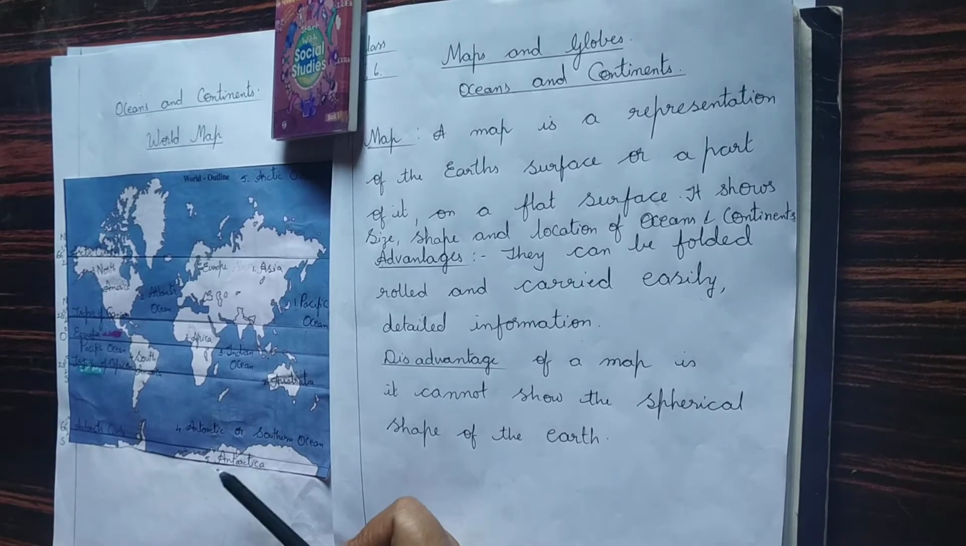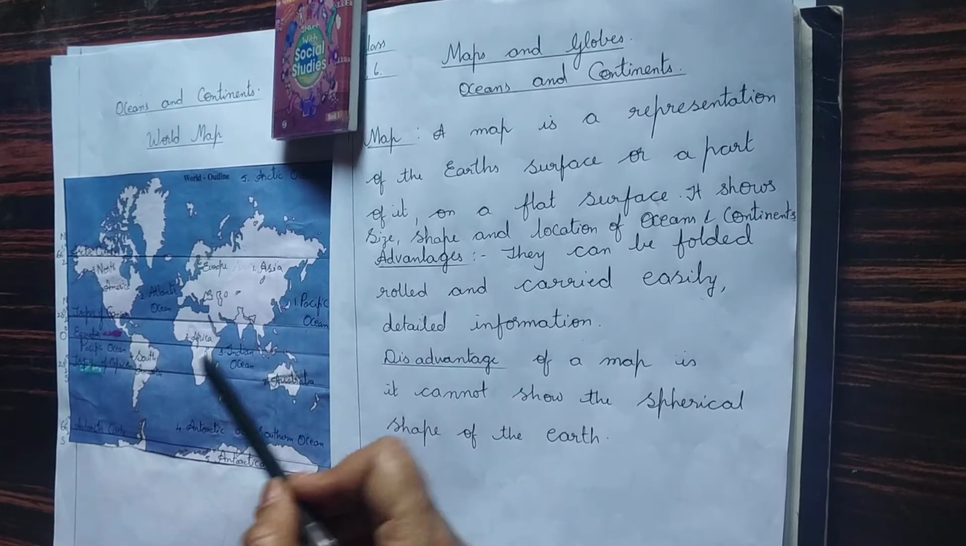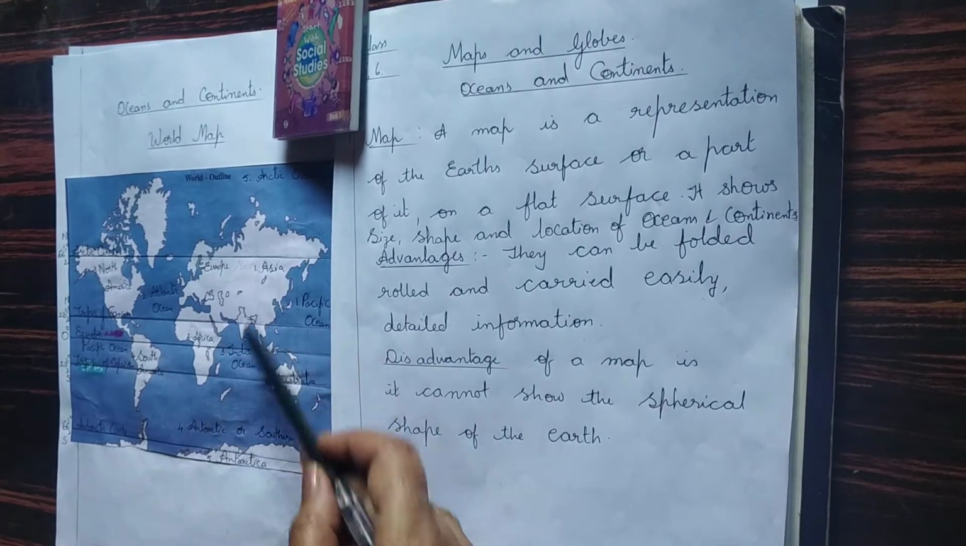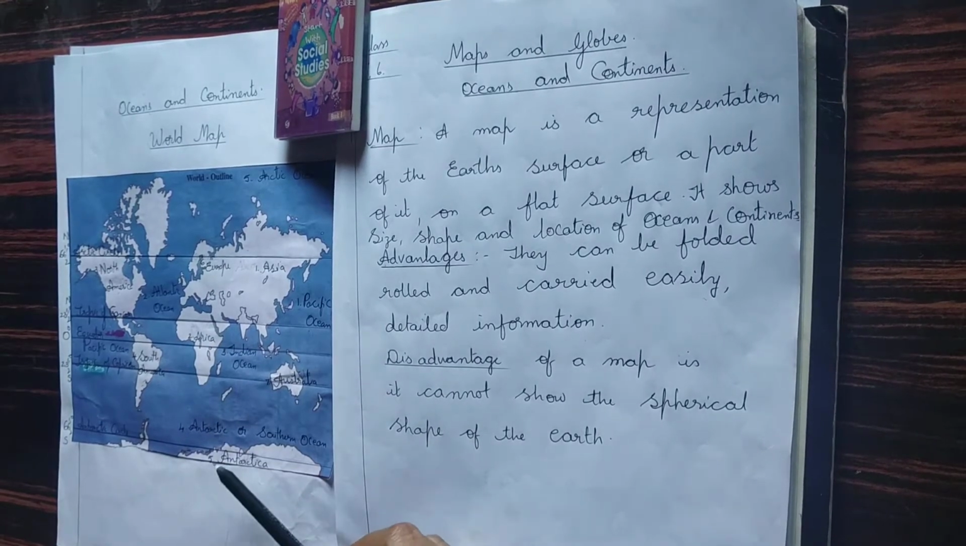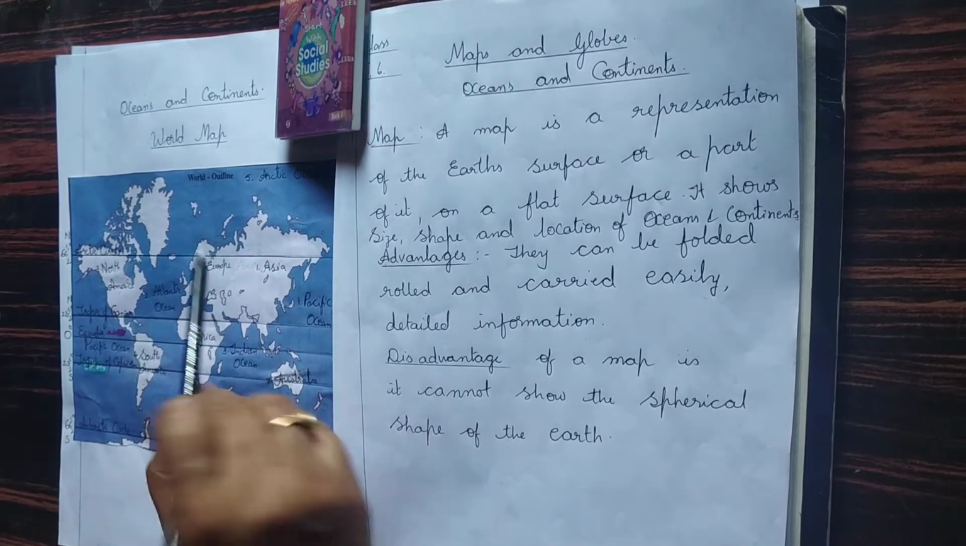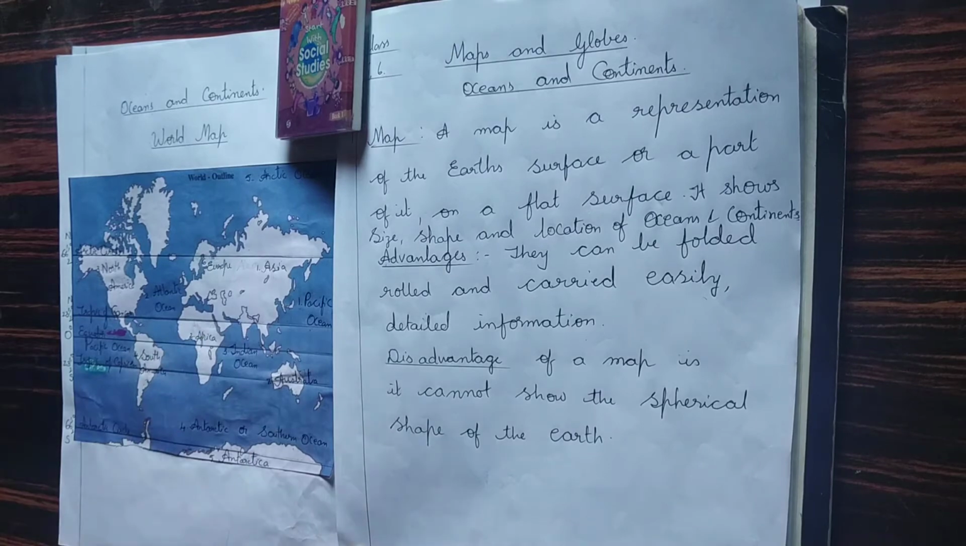Advantages. It has many advantages, children. It can be folded, rolled and carried easily and it gives us the detailed information. But it has a small disadvantage. What does it mean? It cannot show the curved surface.